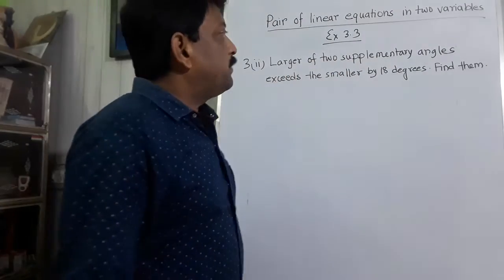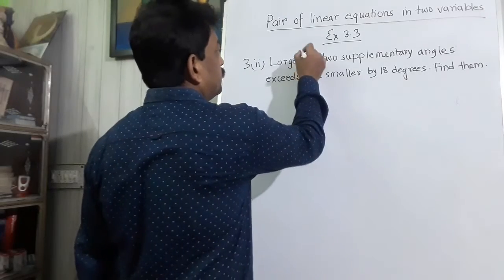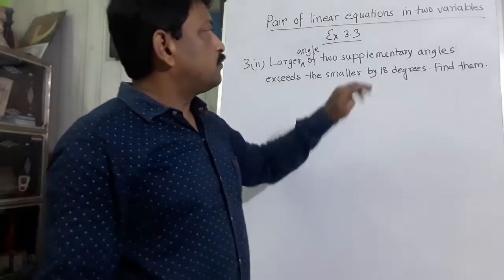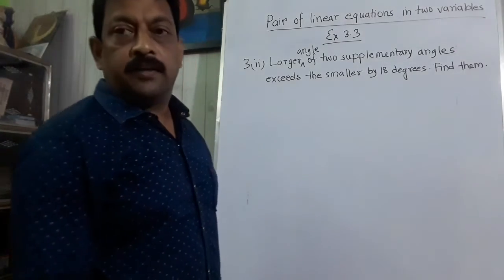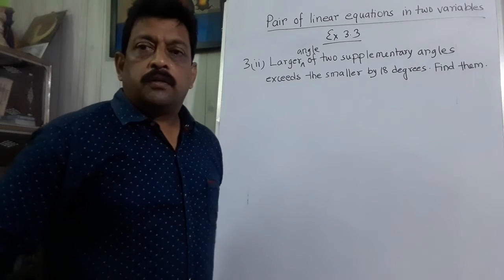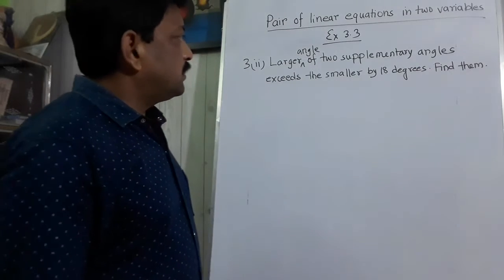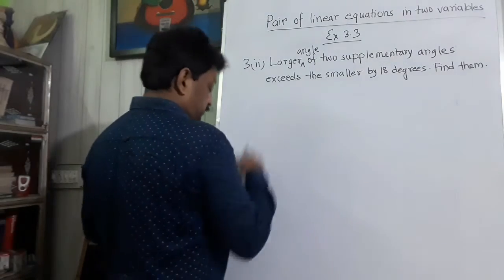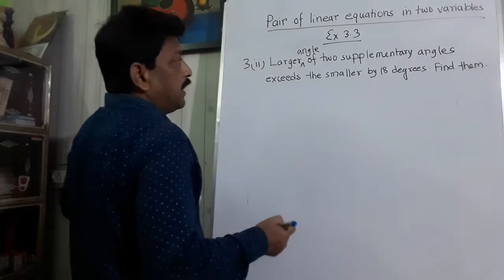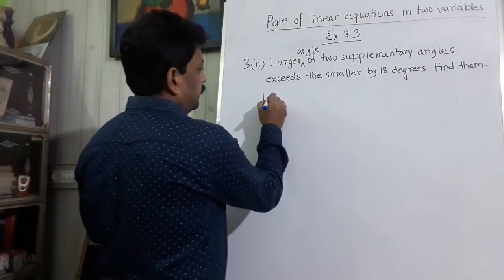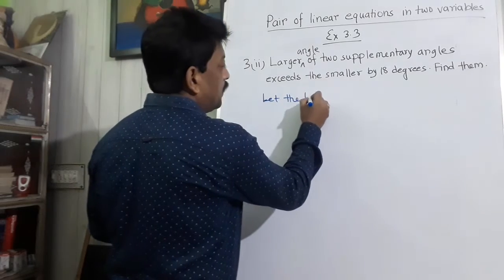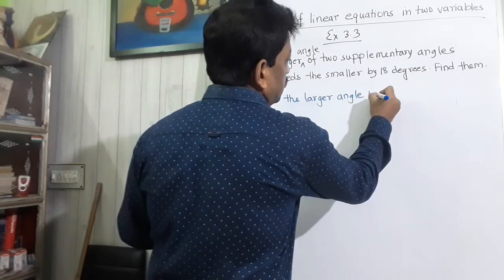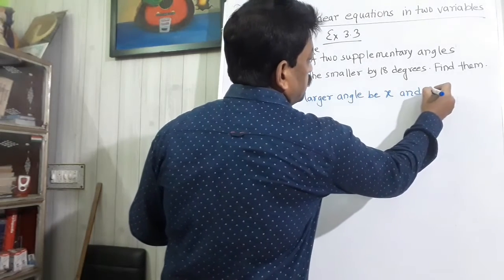Larger of two supplementary angles exceeds the smaller by 18 degrees. Find the angles. So there are two angles, both are supplementary and the larger is 18 degrees more than the smaller. So let us take the angles as x and y. Let the larger angle be x and the smaller be y.